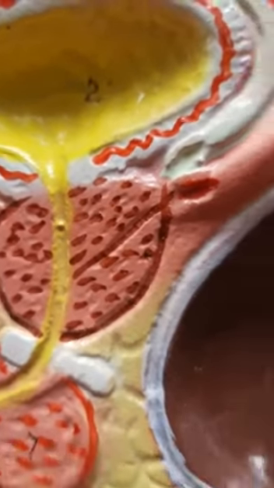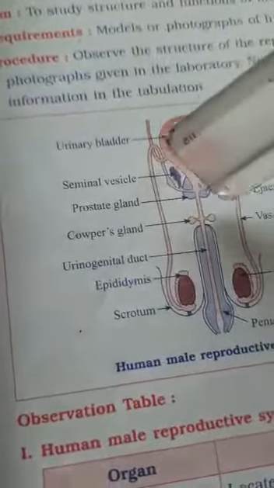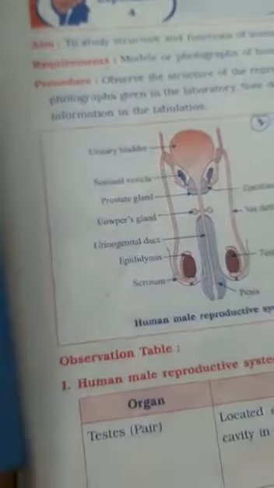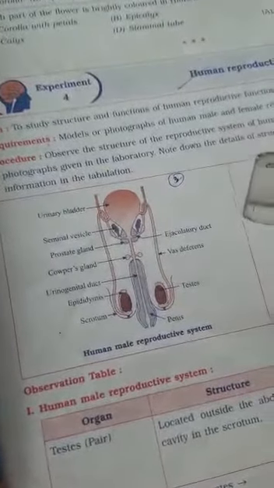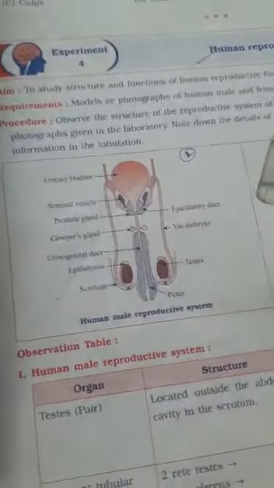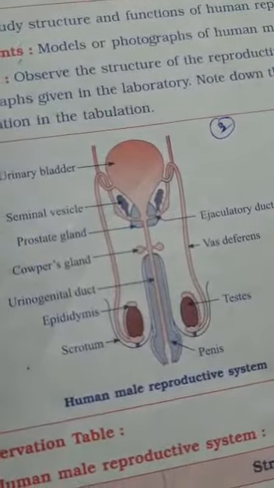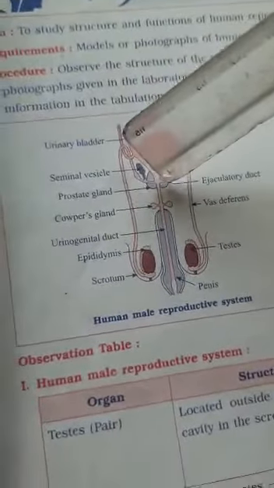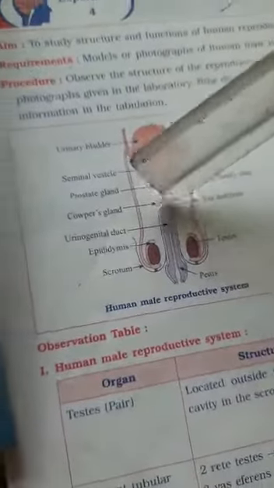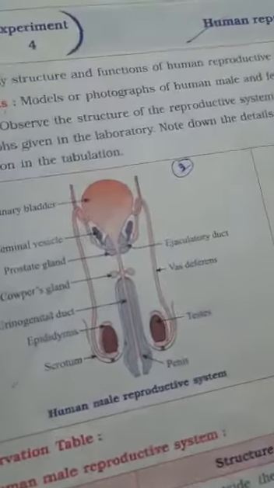Here a single prostate gland is there. See, this is the prostate gland. Behind the bladder, one gland is seen. This gland is among the accessory glands. Second is Cowper's gland, also known as the bulbourethral gland. This Cowper's gland is below the ejaculatory duct, or below the prostate gland. These two glands are accessory. Now the fourth organ, that is the urethra, passing through the penis.